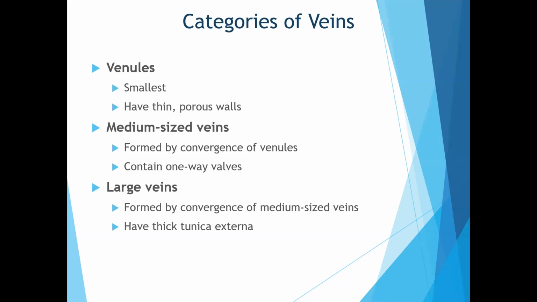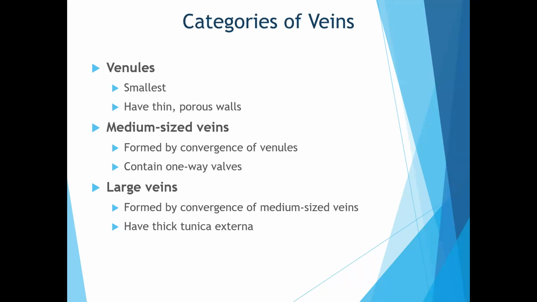We have medium-sized veins, which is really kind of venules coming to join together. Think the roads are merging onto the highway. And they're going to contain one-way valves. So we'll talk about this a little bit towards the end of this lecture. But because our veins are fighting gravity somewhat to bring things back, we don't want backflow. Just like the valves in our heart try to prevent backflow from chamber to chamber, we don't want blood that we're trying to return to the heart going back the wrong direction.